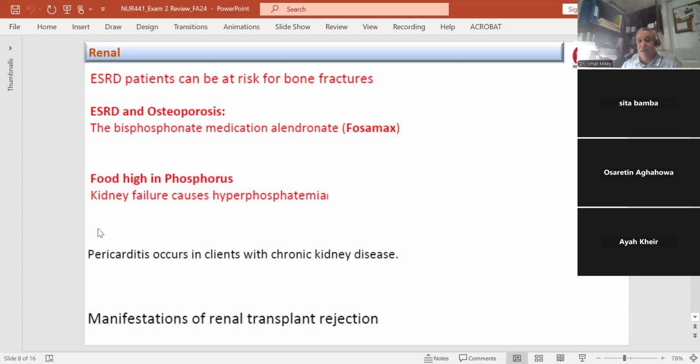Pericarditis is one of the common complications pertaining to chronic kidney disease. So we are going to look for manifestations of pericarditis: chest pain, increased pulse rate, increased heart rate, and shortness of breath. Then the treatment. So read about pericarditis as a complication in patients with chronic kidney disease.